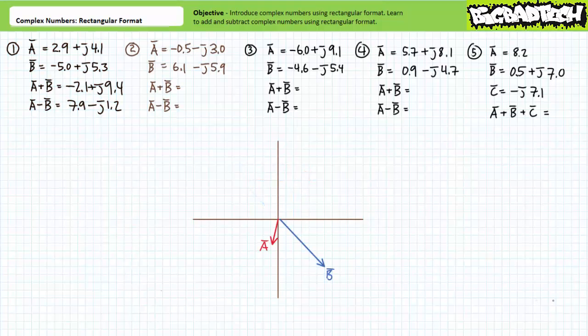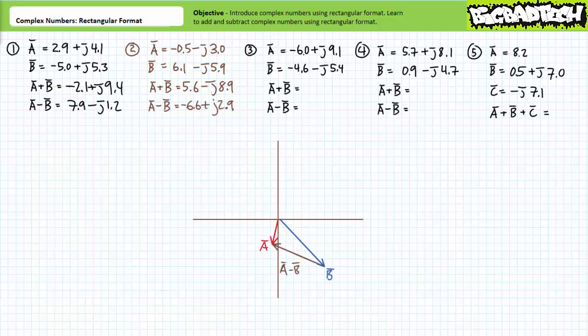For example problem 2, A has a value of negative 0.5 minus j3.0. This places us in the third quadrant. B has a value of 6.1 minus j5.9. This places us in the fourth quadrant. When we add A and B, we obtain a combined result of 5.6 minus j8.9. If we subtract B from A, we obtain a difference of negative 6.6 plus j2.9.